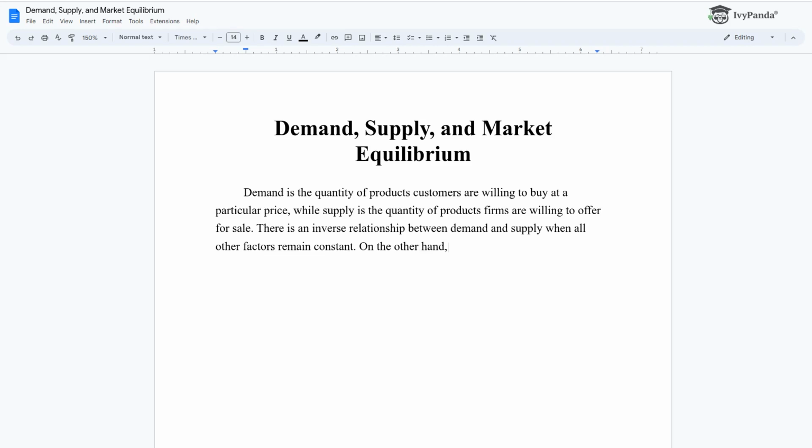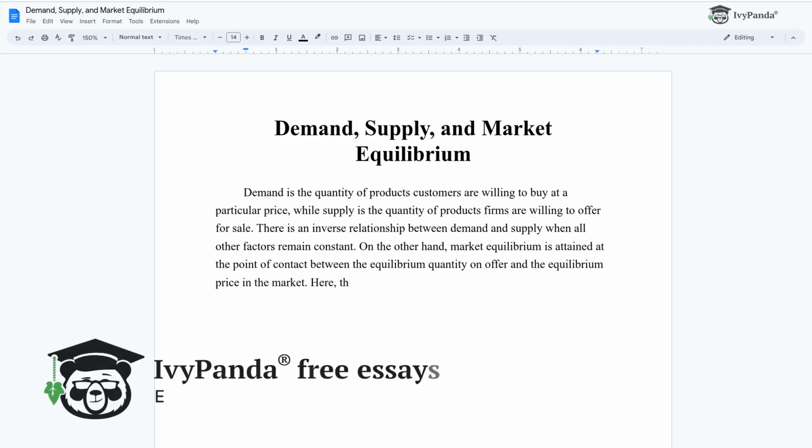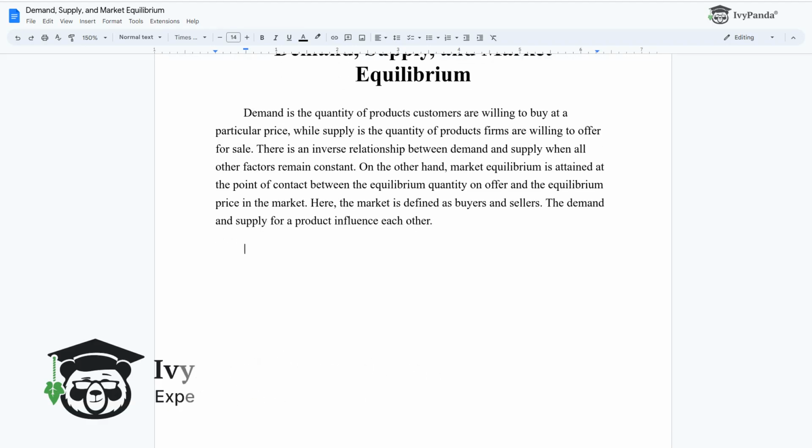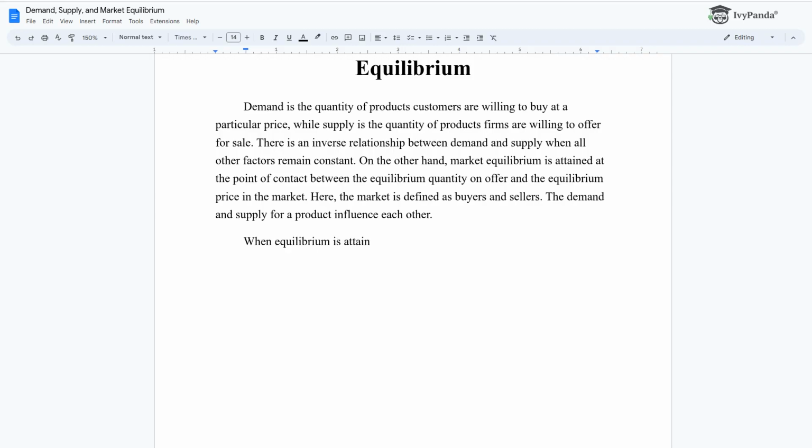On the other hand, market equilibrium is attained at the point of contact between the equilibrium quantity on offer and the equilibrium price in the market. Here, the market is defined as buyers and sellers. The demand and supply for a product influence each other. When equilibrium is attained, no changes in price occur.